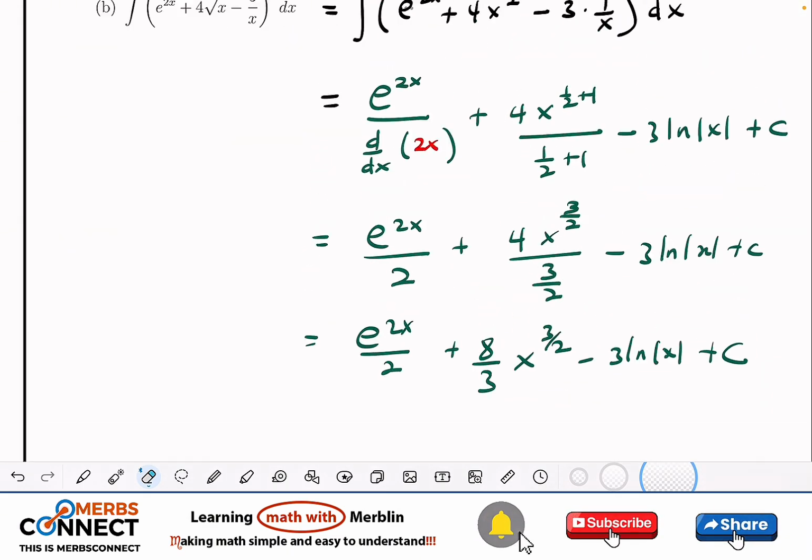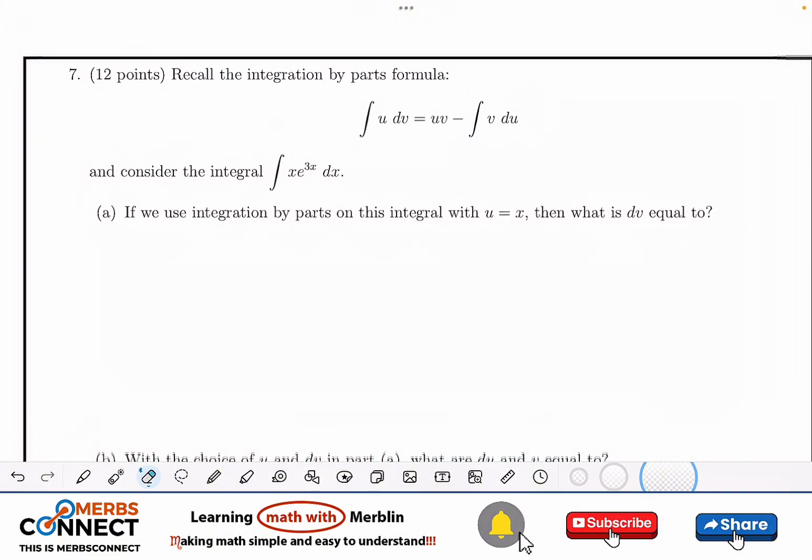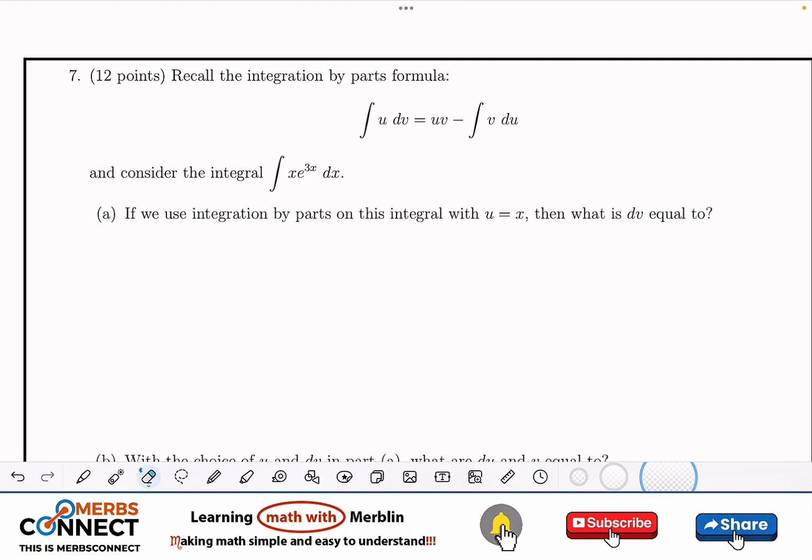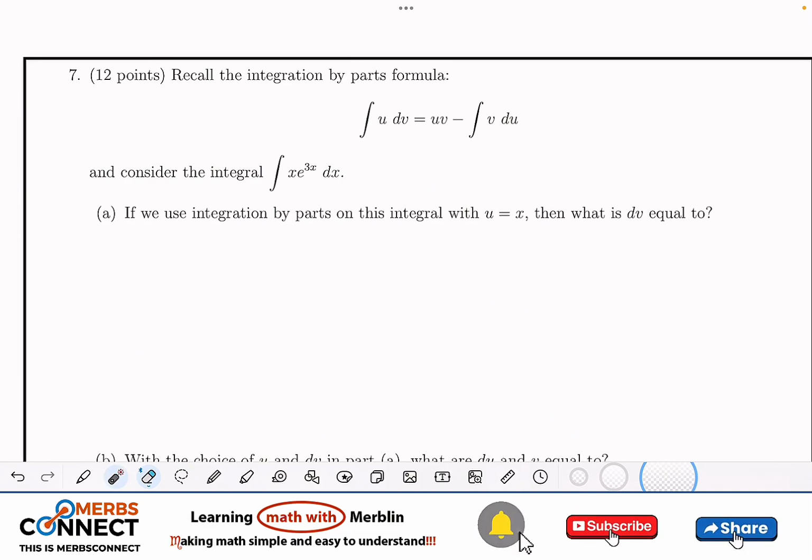All right. So this is question 6. Let's look at question 7. Question 7 is what we call integration by parts. When I start my integration video, I will basically prove that when you use the product rule from differentiation, we get the integration by parts formula here. But now we just need to use it.